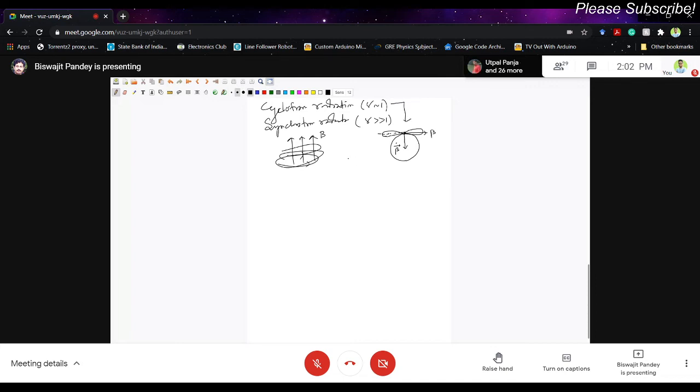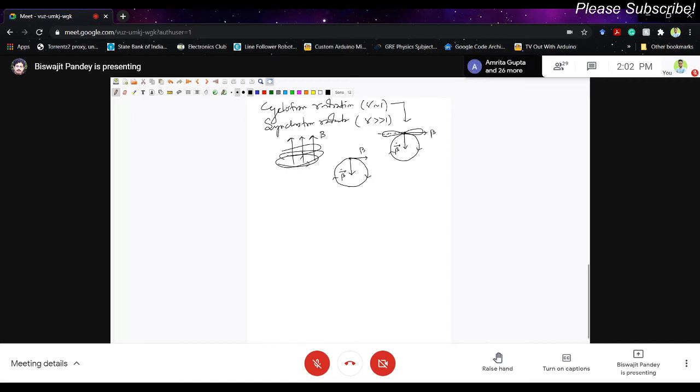In case of synchrotron radiation, the picture changes a little bit, but again you have to apply the Lienard formula. In this case it's the Lienard formula, in the earlier case it's the Larmor formula. In this second case, synchrotron radiation, again this is the direction of velocity, this is the direction of acceleration. The point charge is moving in a circular path, suppose it is moving like this.